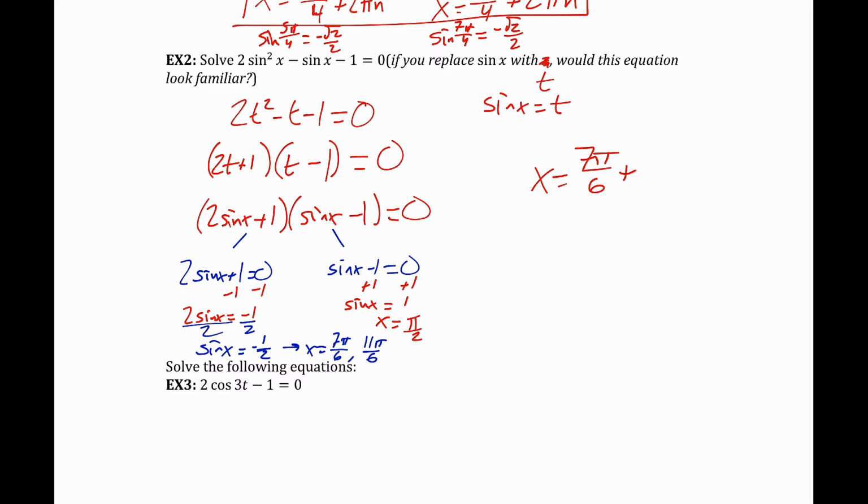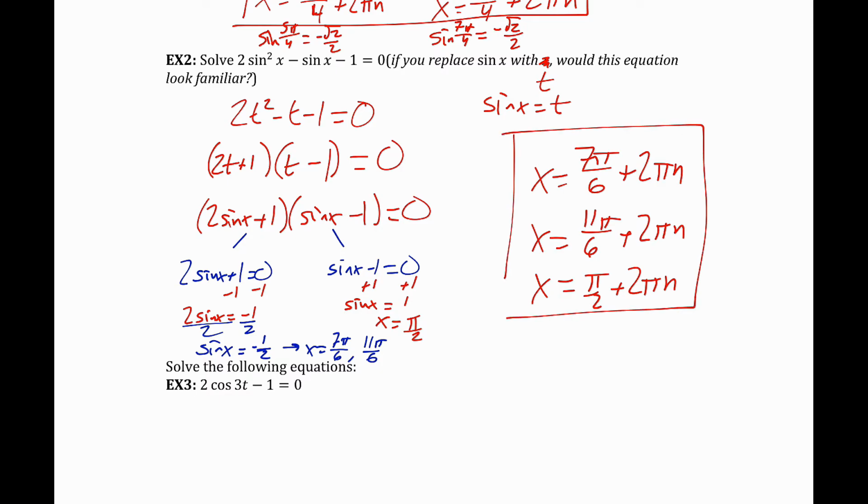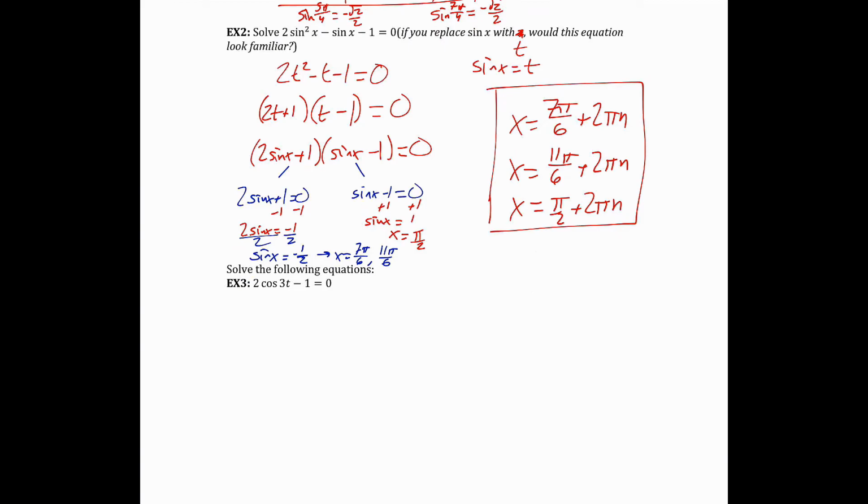So our x values, our solutions, we're going to say x equals 7 pi over 6 plus the coterminals. So remember, coterminals have to do with the period, so we got plus 2 pi n. Another value would be x equals 11 pi over 6 plus 2 pi times n. And the final one would be x equals that last one, pi over 2, plus any coterminals, so plus 2 pi n. So we end up with 3 separate solutions for that. Let's just finish off this page and we'll take a break on the video.